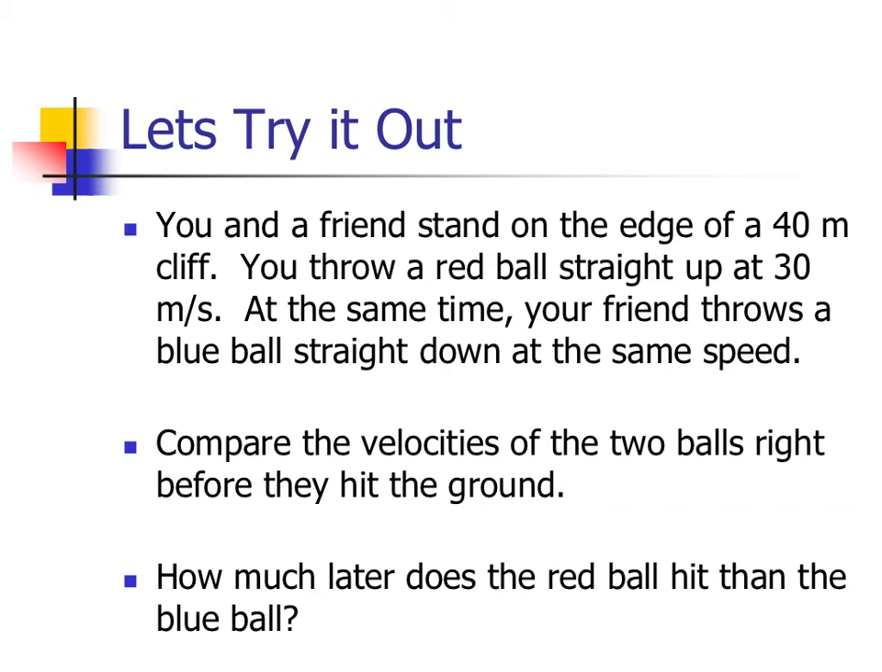The last one to leave you with. You and your friend stand on the edge of a 40-meter cliff. You throw a red ball straight up at 30 meters per second. At the same time, your friend throws a blue ball straight down at the same speed. Compare the velocities of the two balls right before they hit the ground. How much later does the red ball hit than the blue ball?